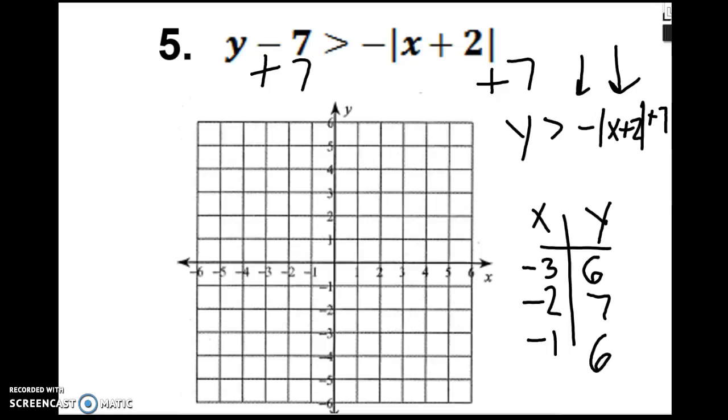Time to graph this. Oh, -2, 7 is just a little bit above our graph. -1, 6 is right on that bar. -3, 6 is right on that bar. Because this sign is not equal to, it's going to be a dotted line. So I'm going to try to make it dots, which is not as easy on this thing. If I make some dots, then we're going to shade.